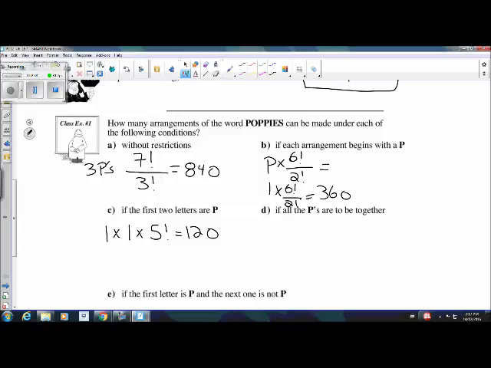D, if all of the P's are to be together. So this means I have all the P's together. These need to be grouped together. Then I still have the other letters, O, I, E, and S. So now I have 5 groups of things to arrange. This is equal to 5 factorial, which is 120. Now, if I was grouping different letters together that weren't identical, I would also need to multiply by 3 factorial, because I'm grouping 3 letters here. But since these 3 letters are identical, I don't need to do that.